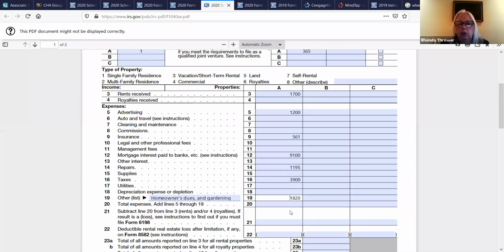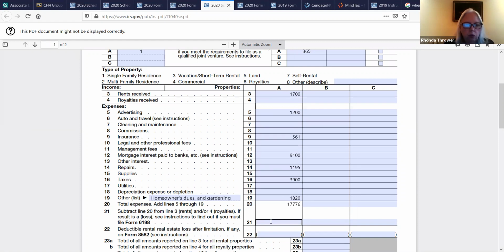And that's how I got the $1,820. Then what you're going to do is total up your expenses. So if you combine all of the expenses together here, which is lines 5 through 19, add lines 5 through 19, and that will give you 17,776 as the total expenses. And your total expenses would be subtracted from the rents that you received.